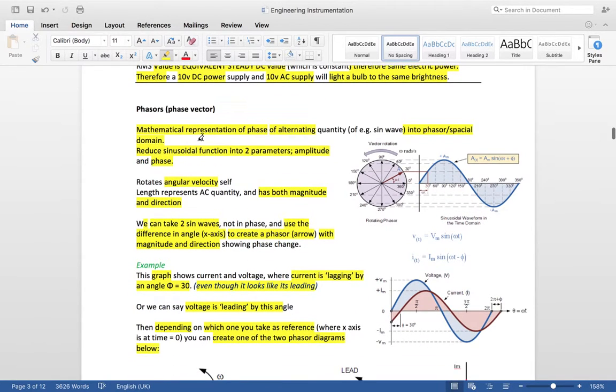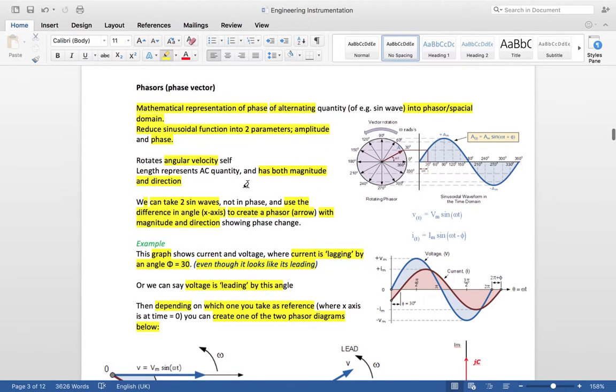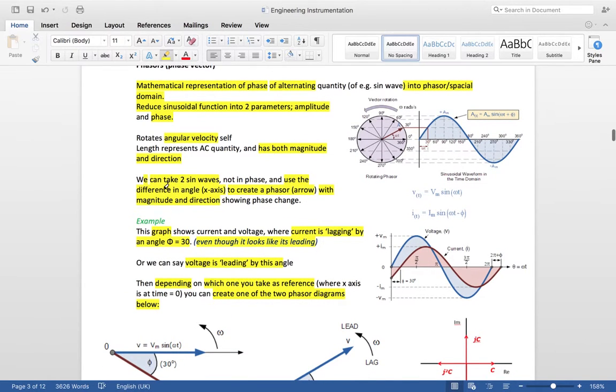Now we'll talk about phasors. A phasor is a vector quantity and a mathematical representation of the phase of the alternating current. It converts into the phasor domain, reducing the sinusoidal function into two parameters, the amplitude and the phase. It's written in terms of amplitude, phase and angular velocity, and has both magnitude and direction. For example, if you take two sine waves, you use the difference in angle along the x-axis to create a phasor arrow with magnitude and direction.